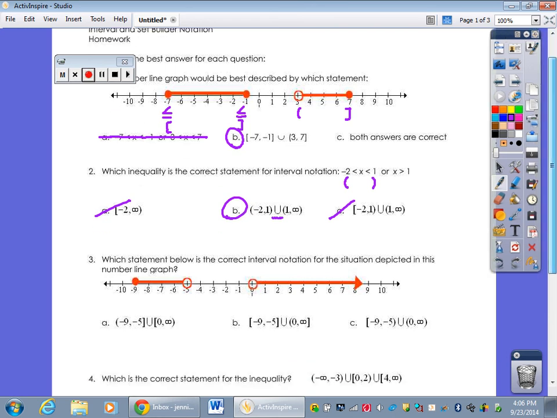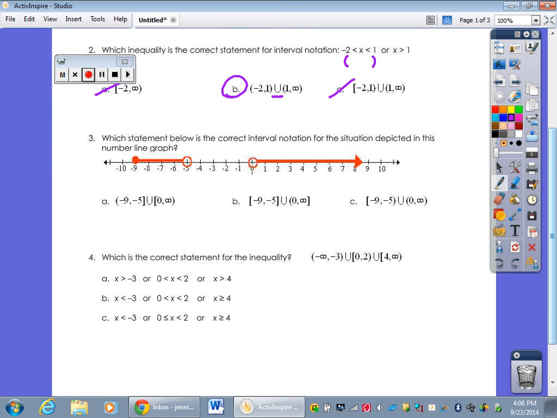Number 3 says, which statement below is correct interval notation for the situation depicted in the number graph? Okay, so if it's a closed circle, it's got to be a bracket, and open circle has to be a parentheses. So these two are switched, so A is not it. We need bracket to parentheses. This is bracket to bracket, so since it's not a parentheses at the -5, B is out. And then here we need -9 to -5. We need a bracket at the -9 and a parentheses at the -5, so that's good.